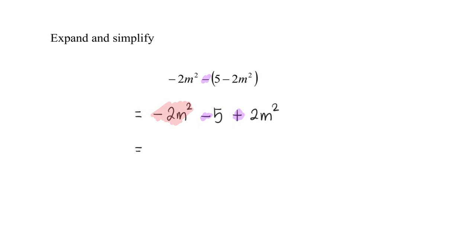Next, then we are going to simplify this expression. Negative 2m squared plus 2m squared will give me 0, okay? So I write it at the side here, take note. Negative 2m squared plus 2m squared is equal to 0. And therefore, we don't have to write this anymore. And next will be negative 5. And then I'm left with negative 5, and that will be the answer for this question.